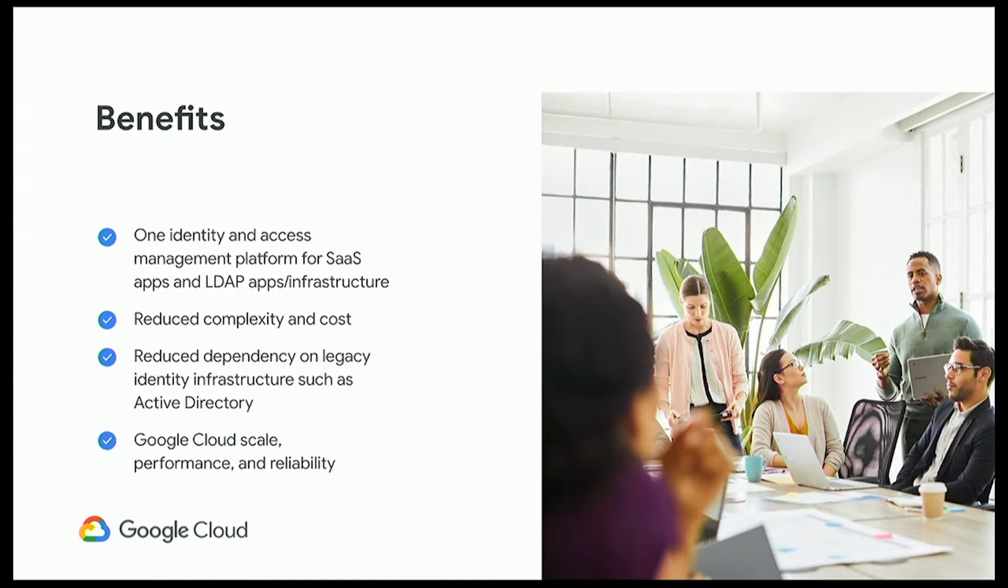All right, so in summary, the key benefits are you can use one identity and access management system to integrate both your modern applications and also legacy applications. And you can reduce the dependence on on-premise directories, which will help you reduce the cost and also the complexity. And then finally, it gives you Google scale, Google performance, and also Google-grade reliability when you use SecureLDAP and Cloud Identity.